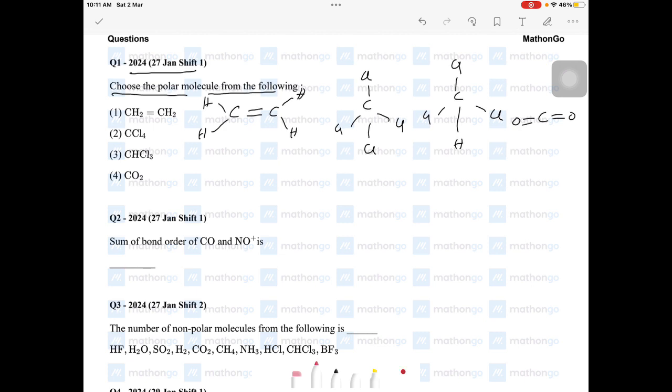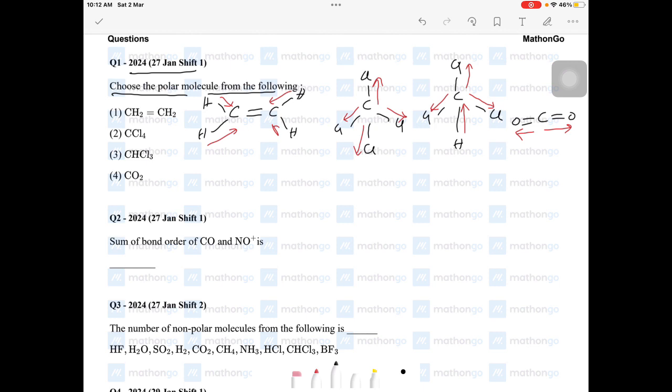Observe the dipole moment direction in this and here, towards the chlorine, the more electronegative atom. Here it is towards the carbon in the C-H bond, and in the C-Cl bond towards the chlorine. Dipole moment is a vector quantity. CO2.